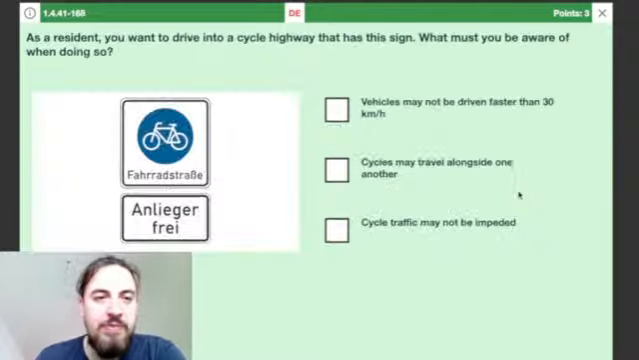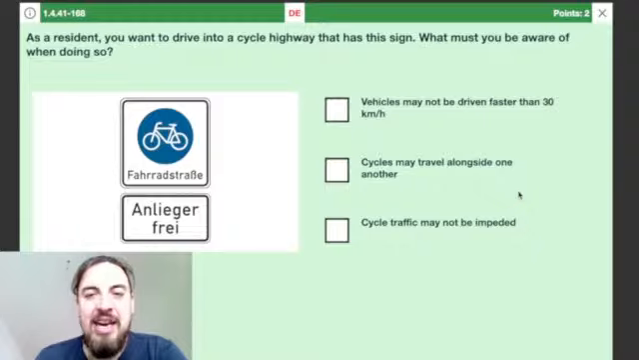All right. As a resident, you want to drive into a cycle highway that has this sign. What must you be aware of when doing so? Vehicles may not be driven faster than 30 kilometers per hour. Cycles may travel alongside one another. Cycle traffic may not be impeded.